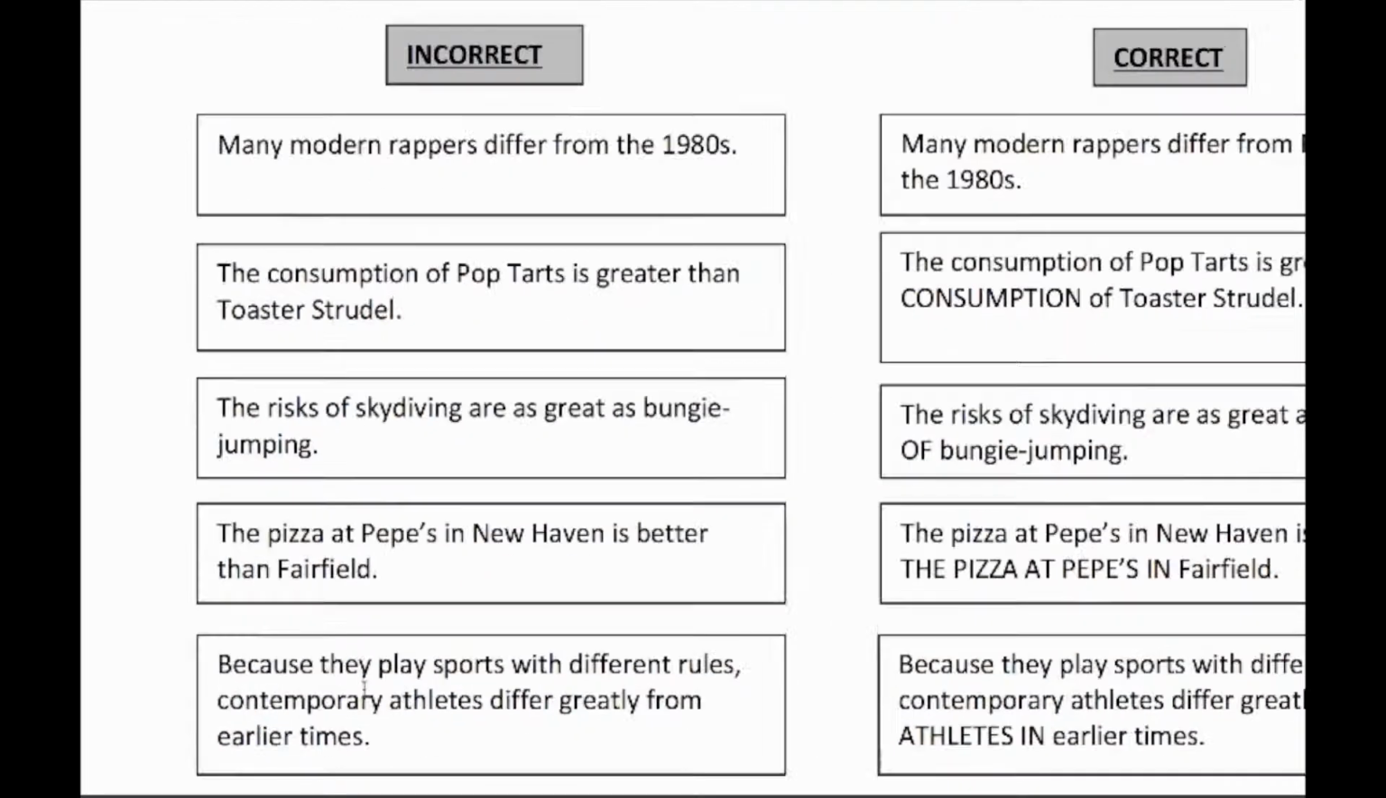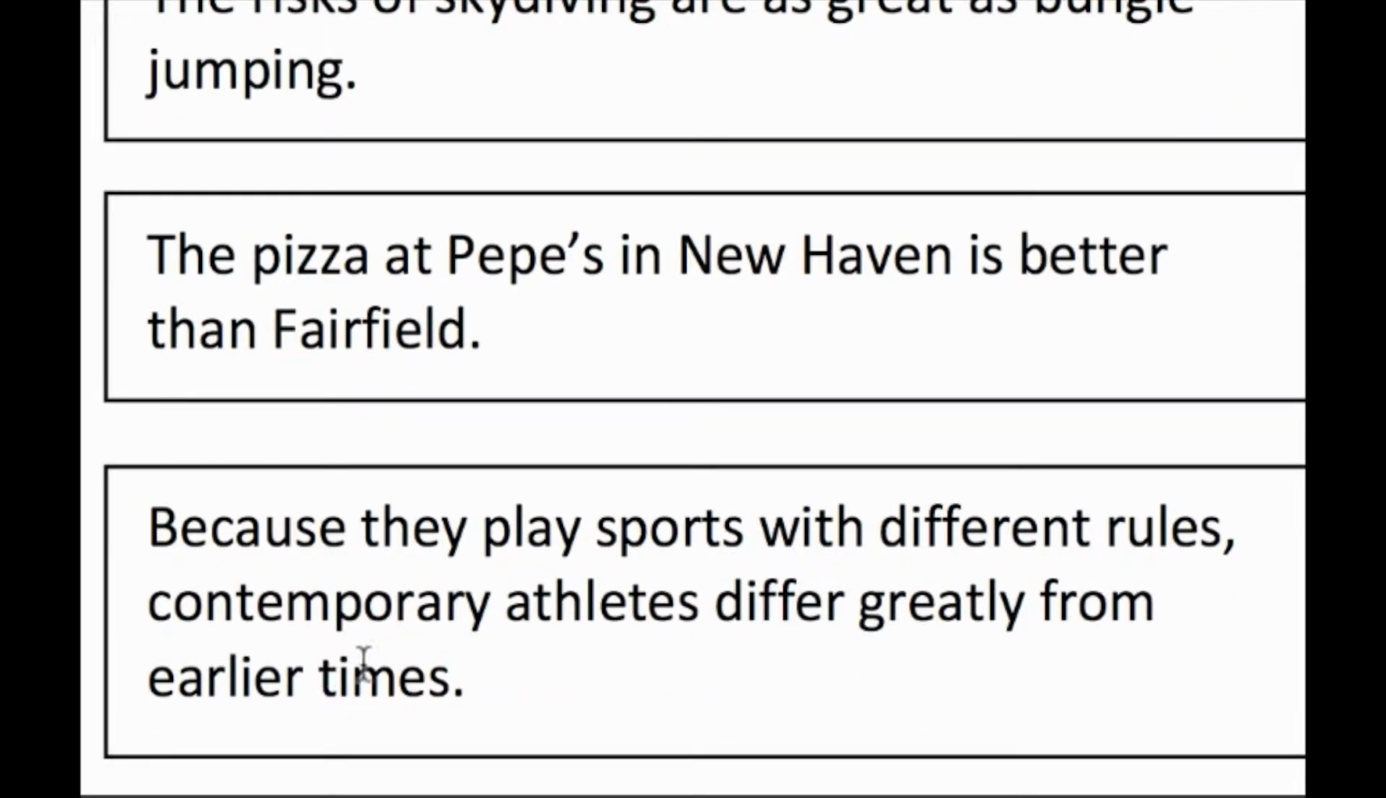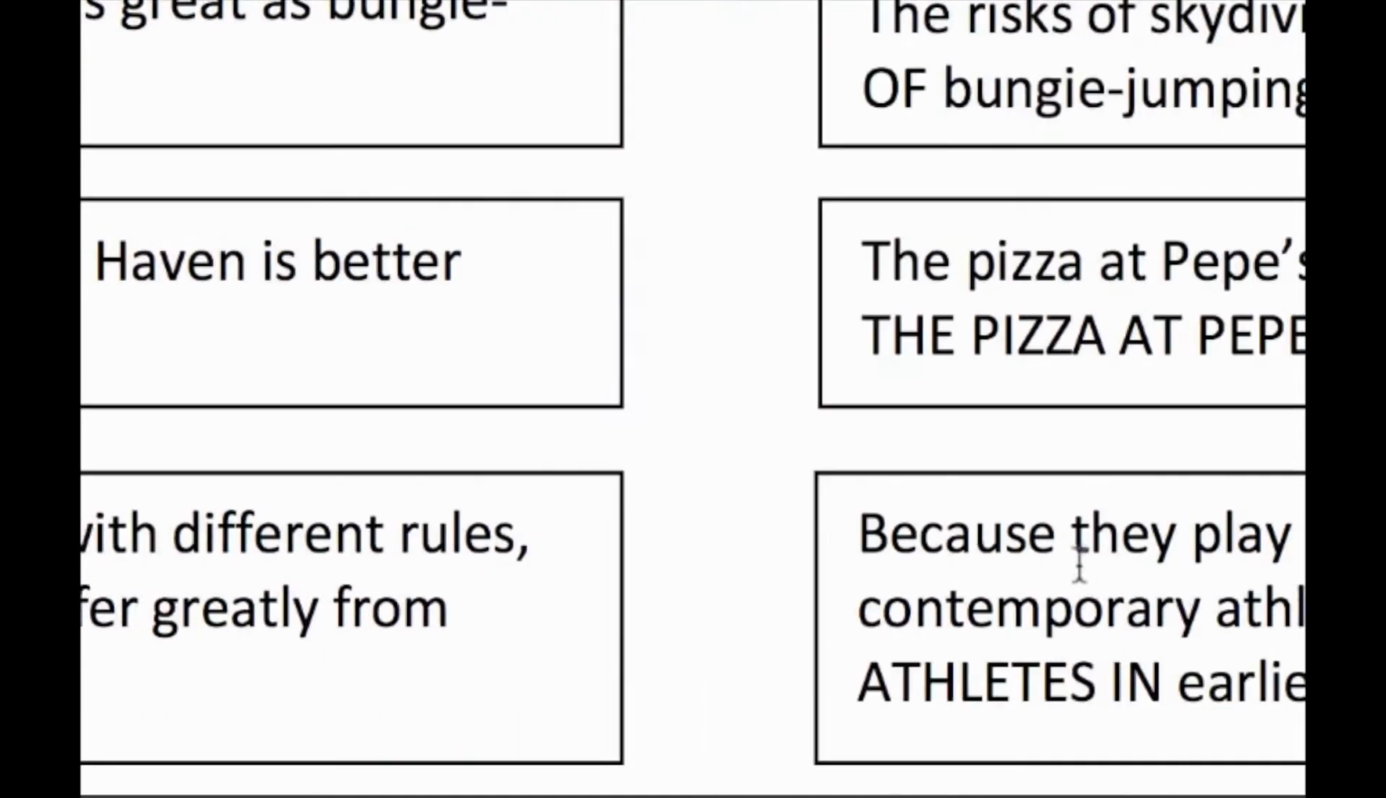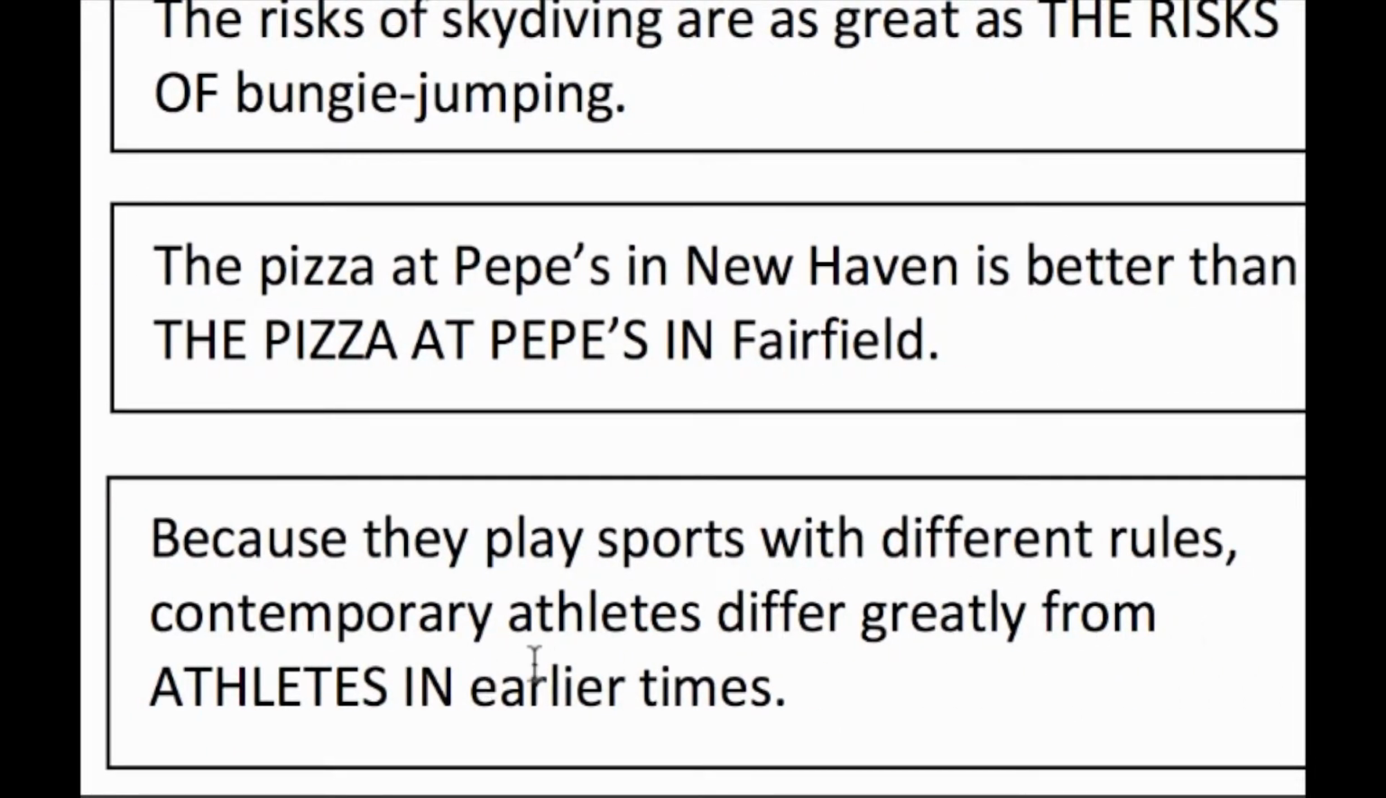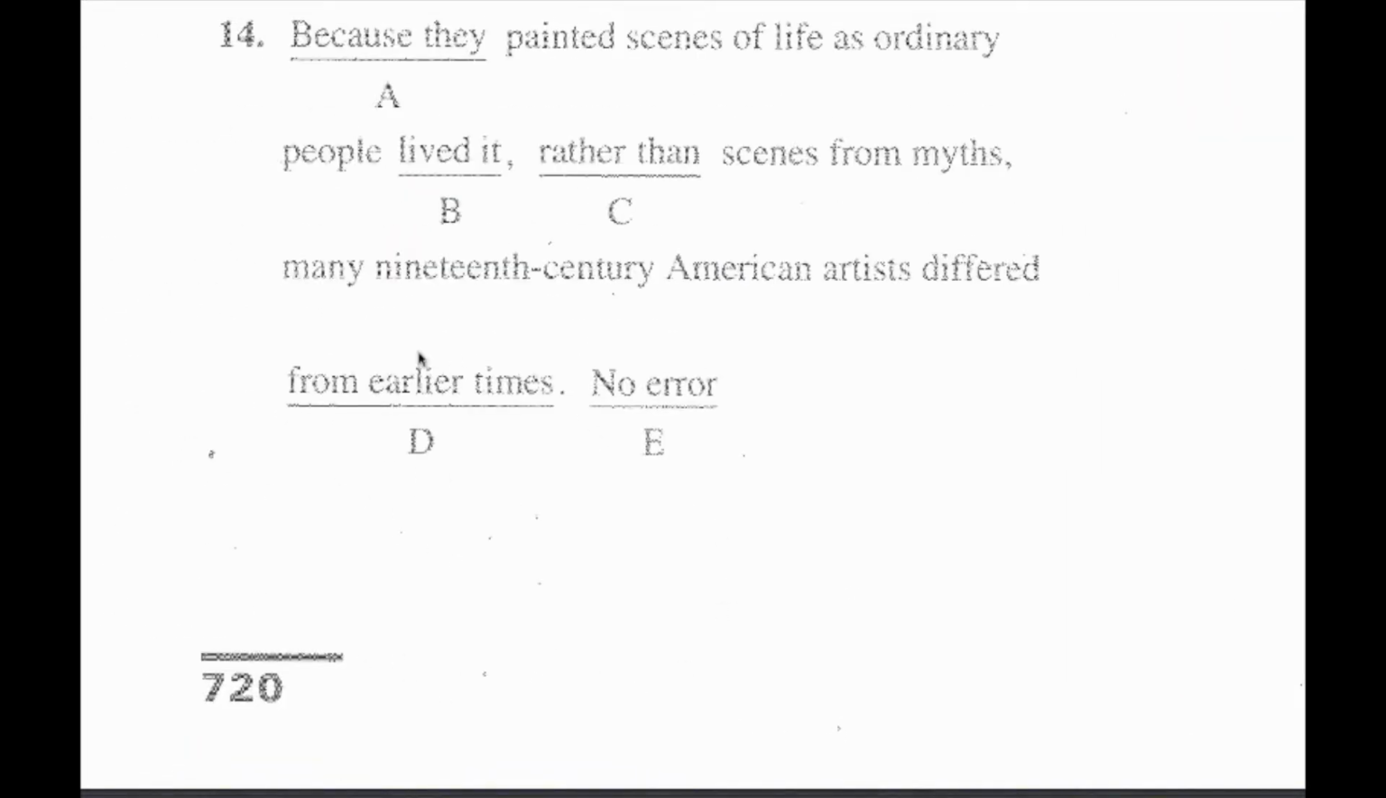Let's learn from it. Because they play sports with different rules, contemporary athletes differ greatly from earlier times. We can't compare the athletes to the times. We have to say because they play sports with different rules, contemporary athletes differ greatly from athletes in earlier times, or from those of earlier times. Either way, when we go back to this question, we recognize that many 19th century American artists differ from artists of earlier times. The answer is D, because you cannot compare the artists to the times.